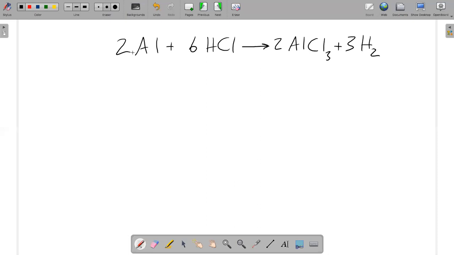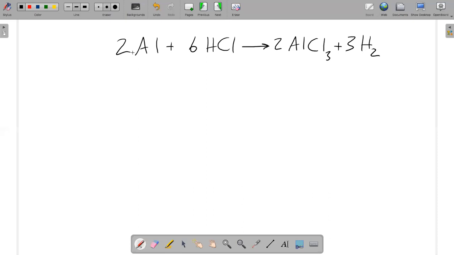That's it. So the ratio of the chemicals in the equation are 2 to 6 to 2 to 3. To make the reaction go, you've got to have 2 aluminums for every 6 hydrochloric acids as ions in solution. You get 2 aluminum chlorides and 3 hydrogens. Those are the ratios of the chemicals that take place.